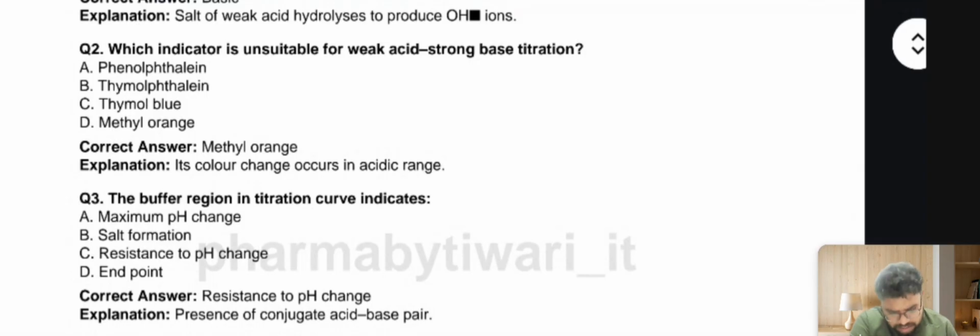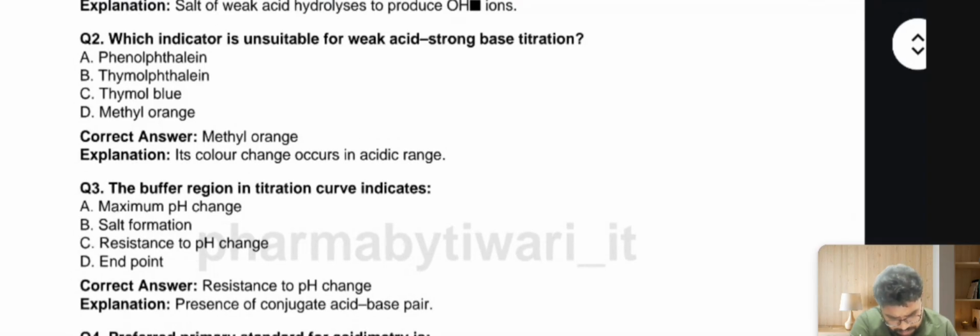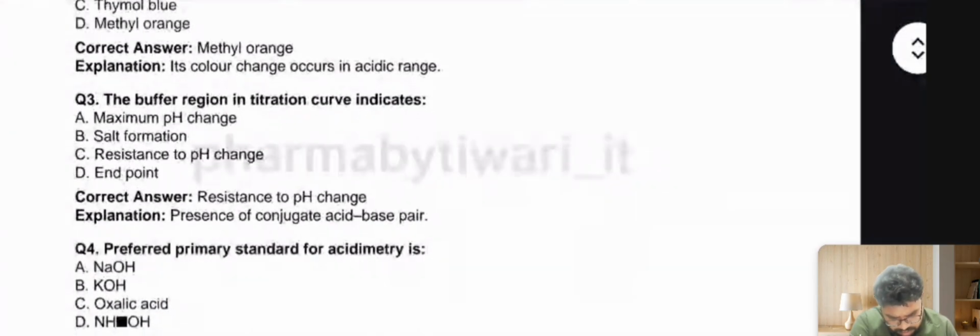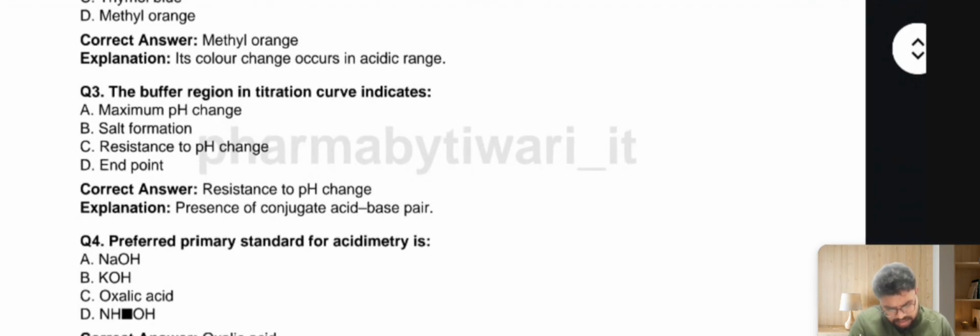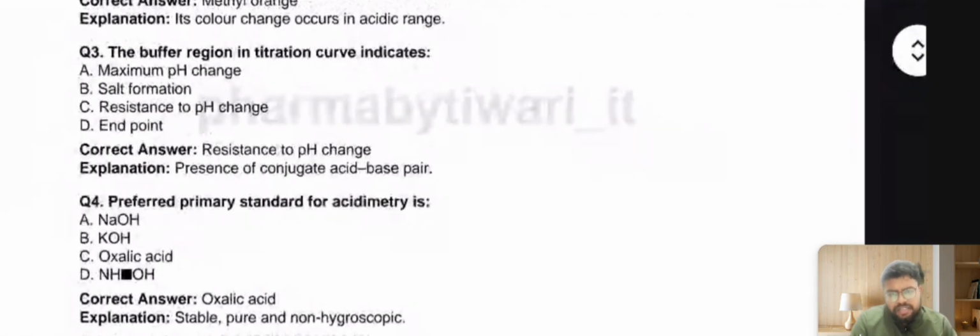Let's see another question. Question number 4. The preferred primary standard for acidimetry is: option A NaOH, KOH, oxalic acid, NH4OH. Let's see the correct answer. The correct answer is oxalic acid.